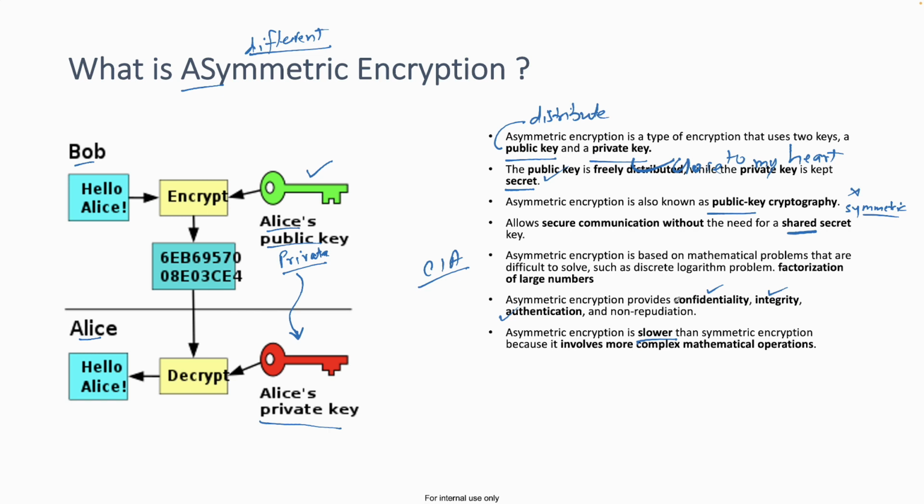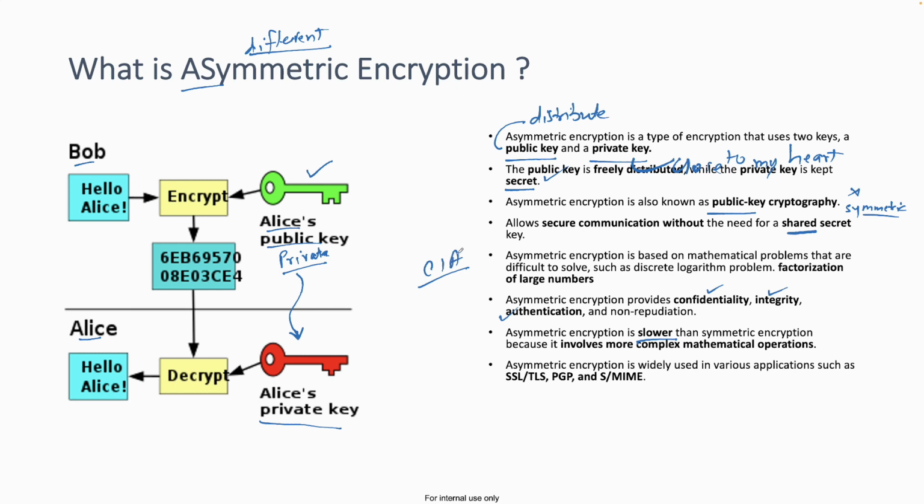Why is it slower? Because there's a lot of CPU computational power needed, as you need to work on a lot of mathematical operations, right? That's why it is considered to be slower. And you're not using the same key to encrypt and to decrypt. So it's always based on complex mathematical operations.